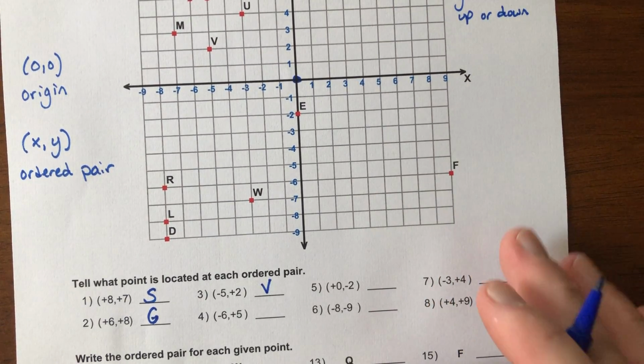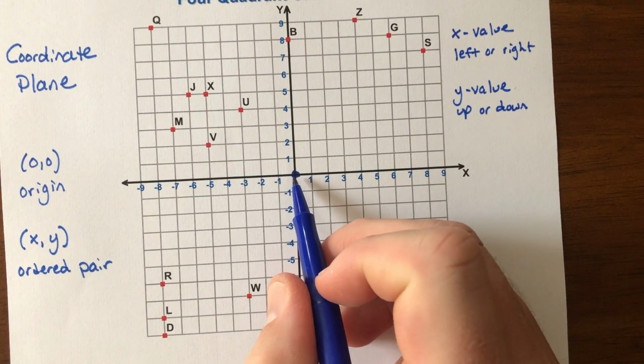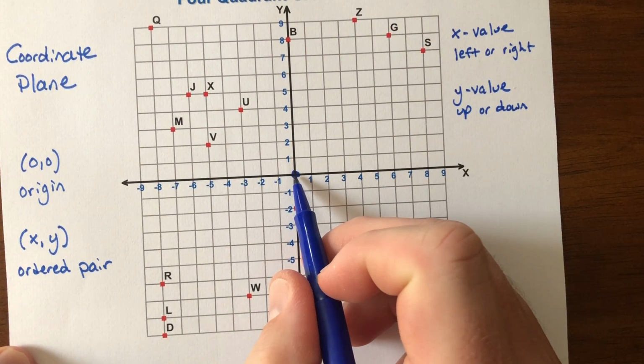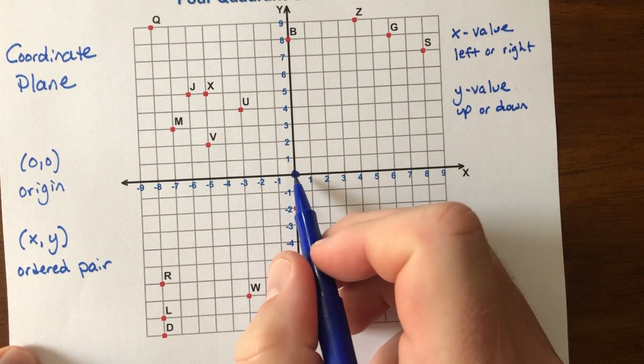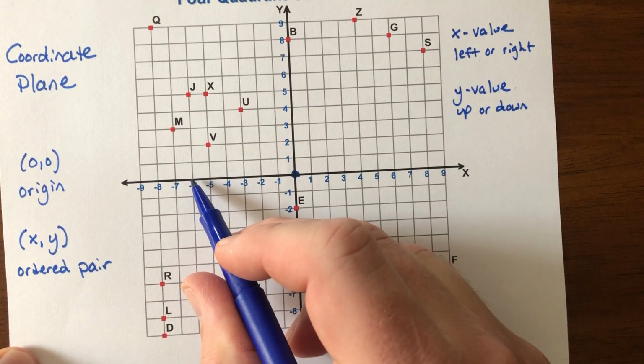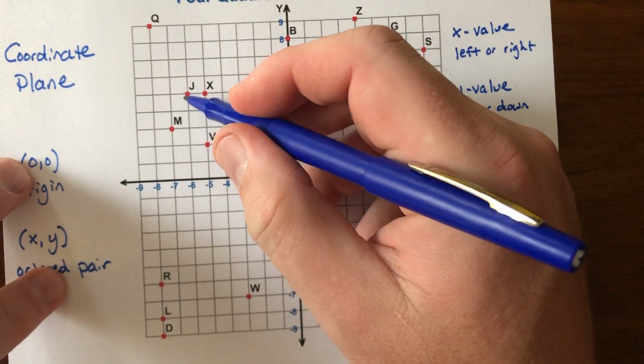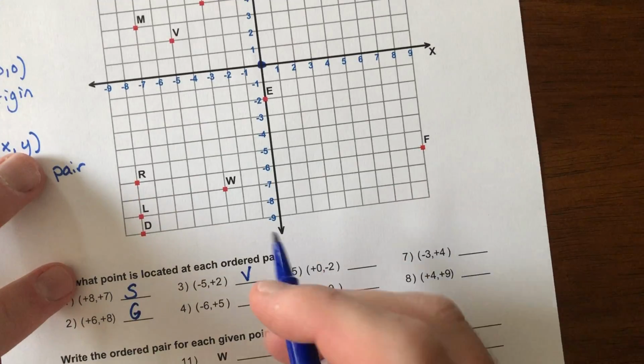My next ordered pair is negative 6, positive 5. So again, I'm going to start in the middle. Because it's a negative 6, I'm going to go to the left 6 times: 1, 2, 3, 4, 5, 6. And then it's a positive 5, so I'm going to go up 5: 1, 2, 3, 4, 5. And I land on the J.